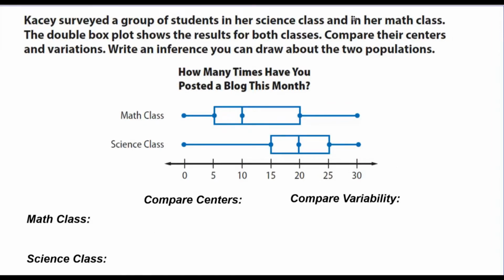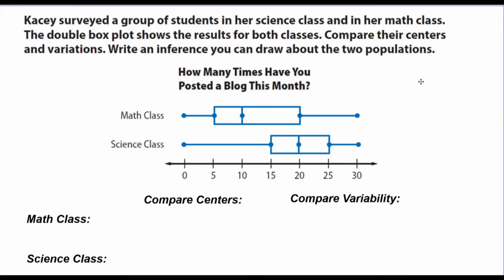So here's an example of using a box plot to compare 2 populations. Here Casey surveyed a group of students in her science class and in her math class. The double box plot shows the results for both classes. What we want to do is compare their centers and their variations. And we want to write an inference that you can draw about the 2 populations. An inference is basically like a conclusion. What can we conclude about the data? What can we say about the math class and the science class when we compared how many blogs they posted this month? So for each of the populations, we want to compare the centers and we want to compare the variability.